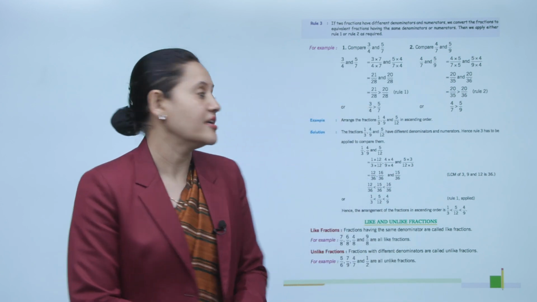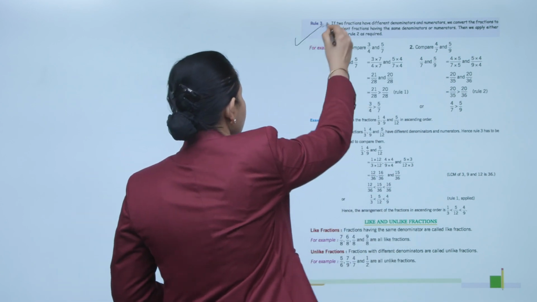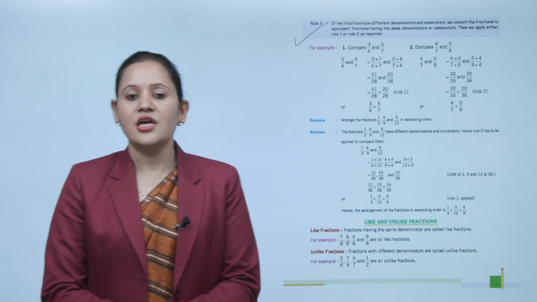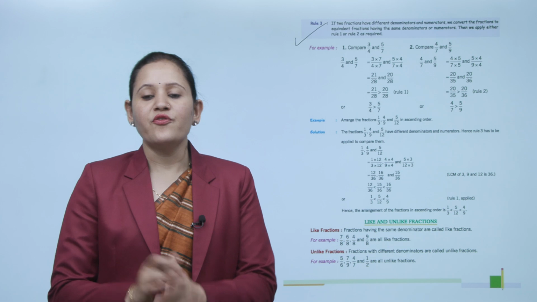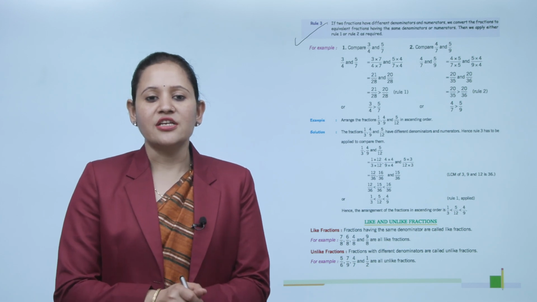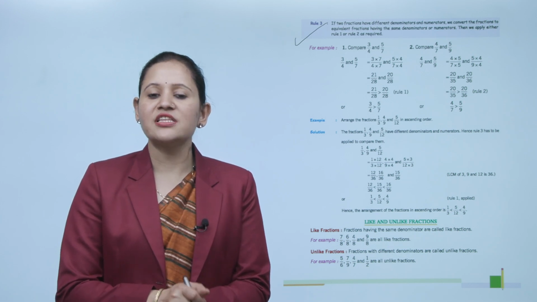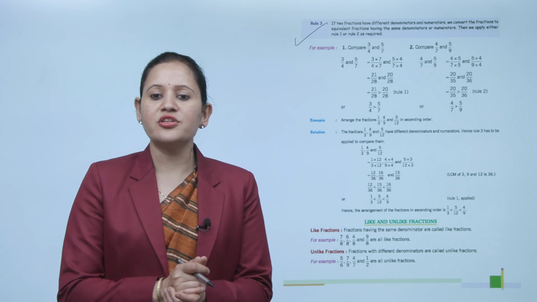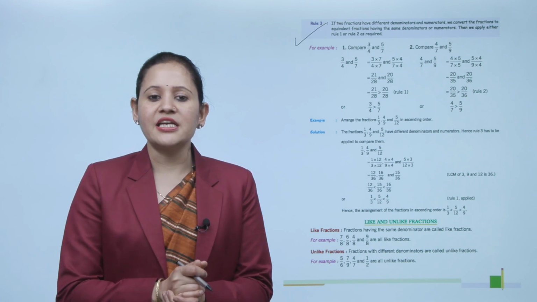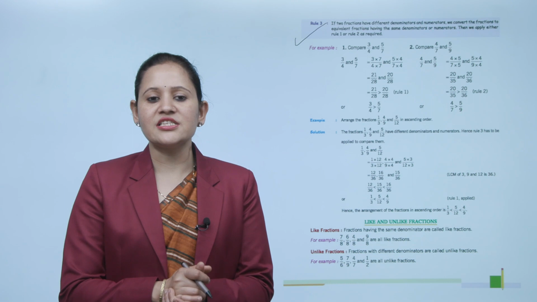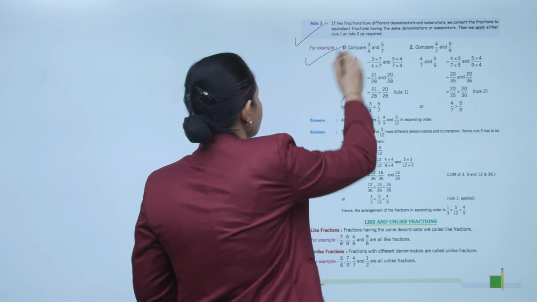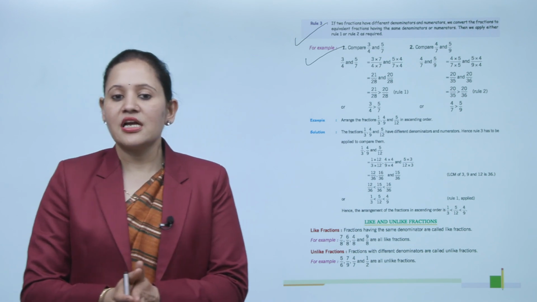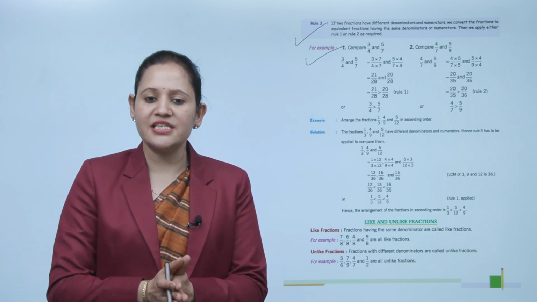Next is rule number 3. If two fractions have different denominators and numerators, we convert the fractions into equivalent fractions having the same denominator or the same numerator. Then apply either rule 1 or 2 as required. Now we'll take an example. Compare 3 by 4 and 5 by 7.